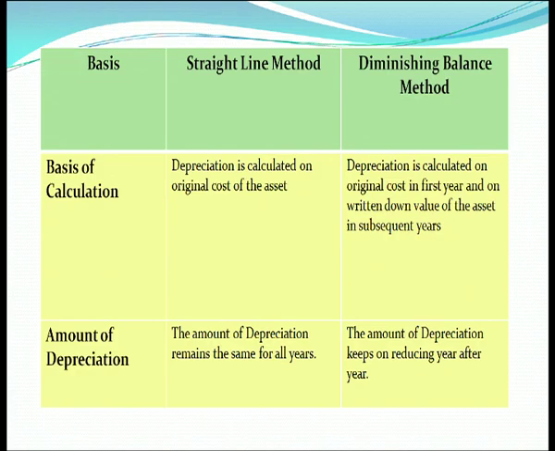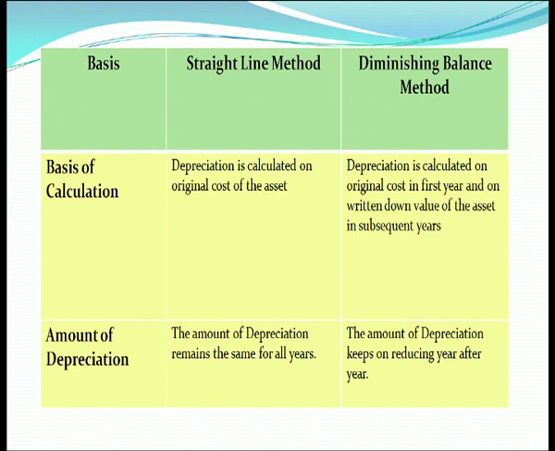Now, once we have understood the accounting methodology of recording the depreciation calculation in our books of accounts, next we learn about the distinction between how the two methods are different from one another. So, first is the straight line method and the diminishing balance method. The basis of difference is in terms of calculation. Under straight line method, depreciation is calculated on the original cost of the asset, whereas under diminishing balance method, depreciation is calculated on the original cost in the first year and on the written down value of the asset in the subsequent year. So that is why the amount keeps on changing.